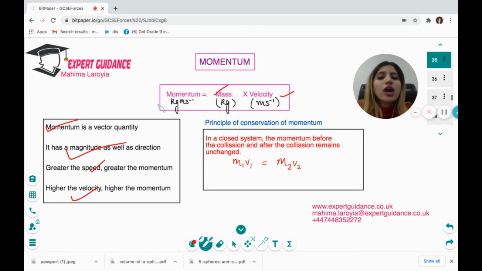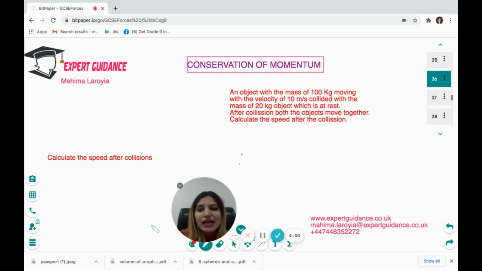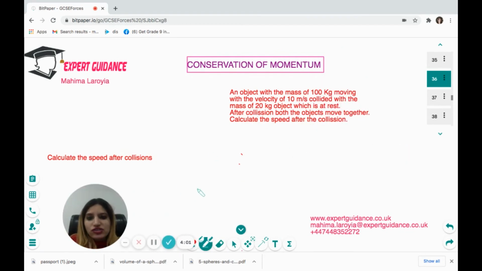And there's a very important concept of conservation of momentum. What is conservation of momentum? It states that in a closed system, the momentum before the collision and after the collision remains unchanged. So M1V1 is equal to M2V2. Now, let's see how we can use that with an example. Here comes a question: there's an object of mass 100 kg moving with a speed of 10 meters per second, and it collides with another body of mass 20 kg that is at rest. After the collision, they move together, and you need to calculate the speed after the collision. So have a try at this question.